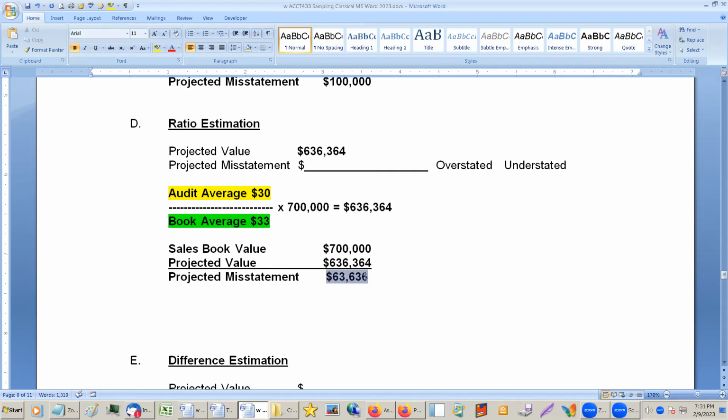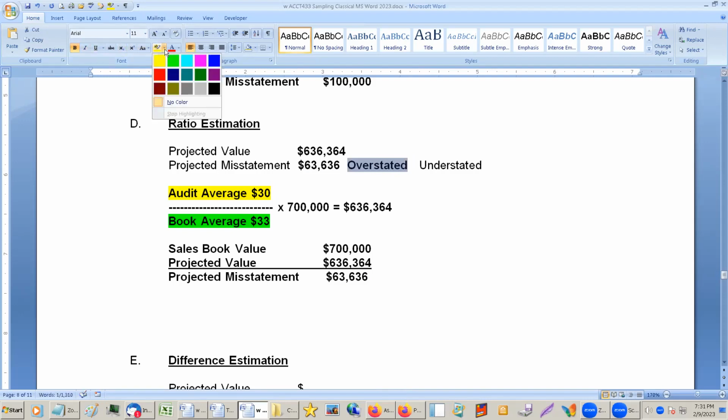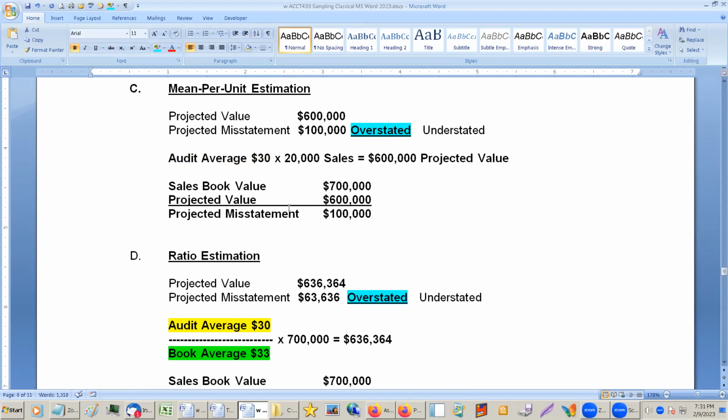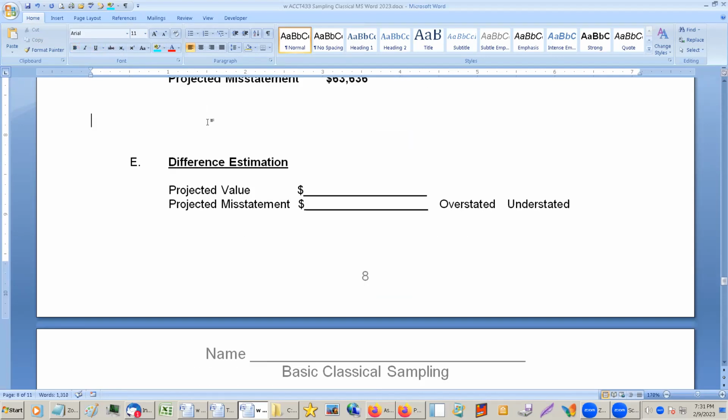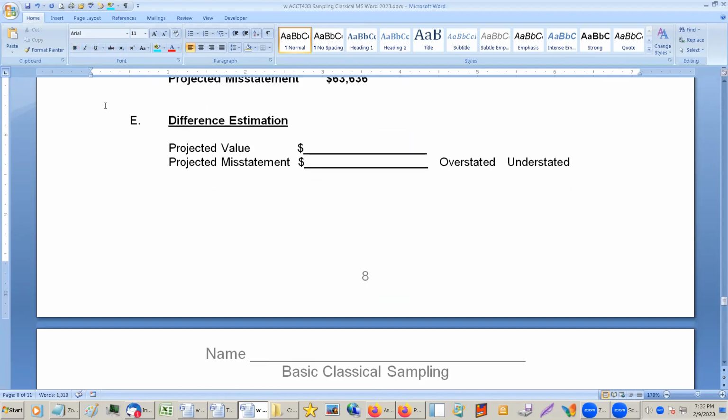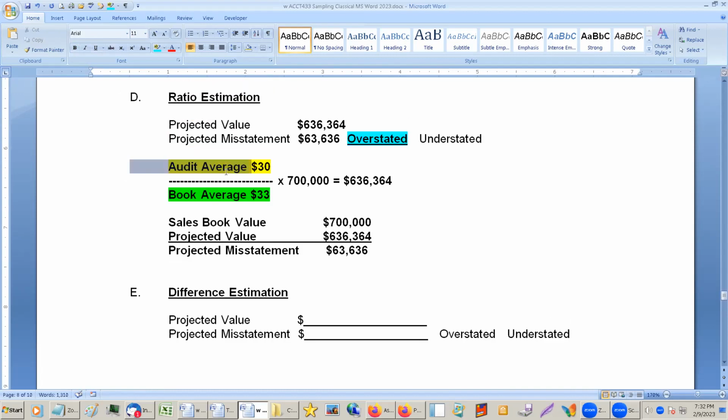And so this would be the corrected misstatement. And again, everyone should get the same number on this. Whether this 63,636 is material is a judgment call, and the CPA exam has not tested on judgment. So, all right.